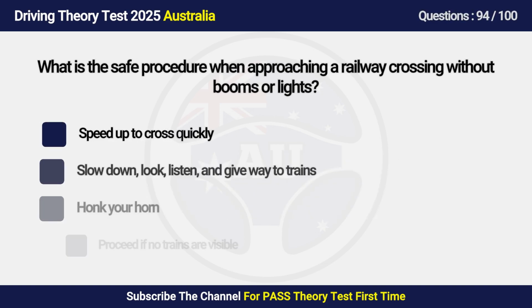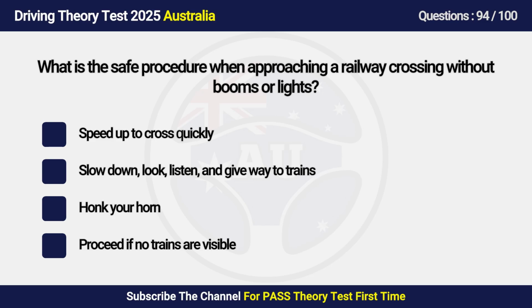Question 94. What is the safe procedure when approaching a railway crossing without booms or lights? A. Speed up to cross quickly. B. Slow down, look, listen, and give way to trains. C. Honk your horn. D. Proceed if no trains are visible.